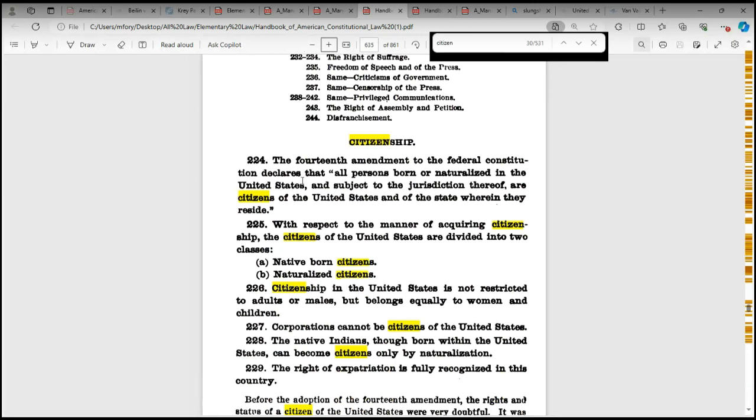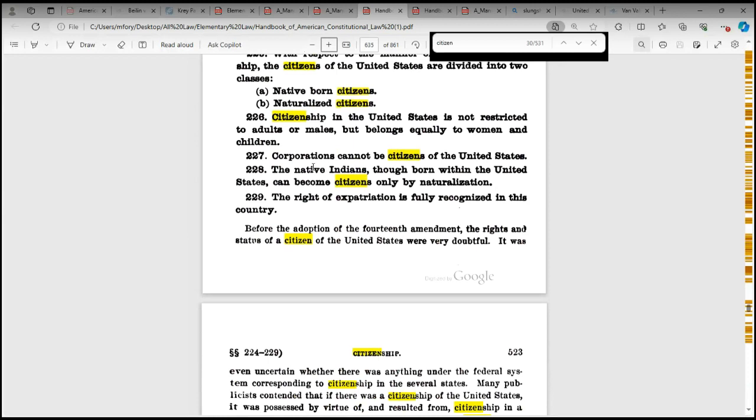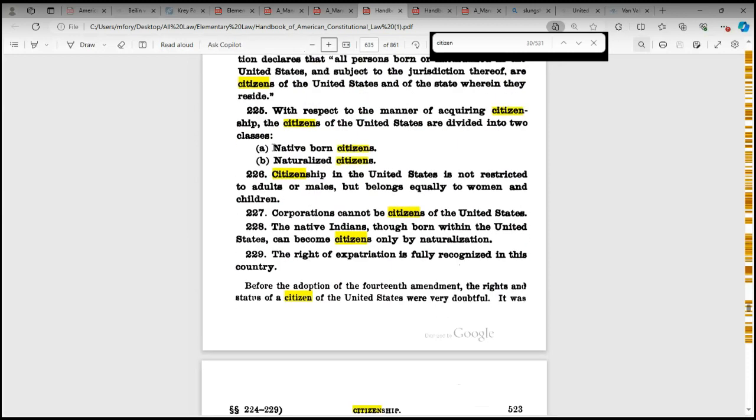more detailed for sure. The 14th Amendment to the Federal Constitution declares that all persons born or naturalized in the United States and subject to the jurisdiction thereof are citizens of the United States and of the state wherein they reside. With respect to the manner of acquiring citizenship, the citizens of the United States are divided into two classes, native-born citizens and naturalized citizens. And native-born citizens does not mean being born on federal territory. The term United States here does not mean federal territory. It means the Union States.